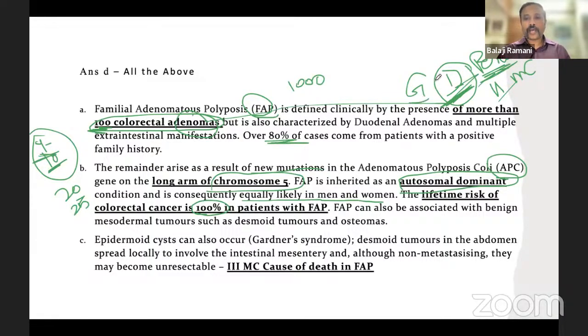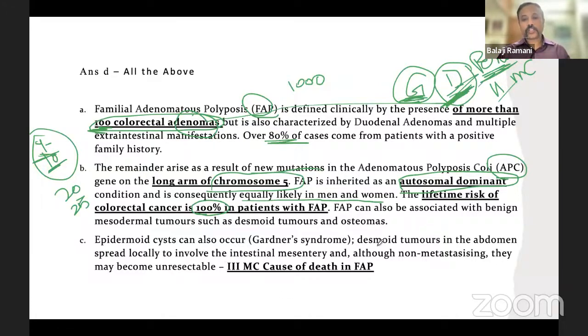Now, in the gastric region, you will have fundic gland polyps, scattered polyps occurring throughout the stomach, but these do not become malignant. The risk of malignancy in the stomach is very, very low as far as FAP is concerned. On the other hand, the duodenum easily turns malignant, and it is considered to be the second most common cause of death in patients with familial adenomatous polyposis. The first most common is colorectal cancer. Second is duodenal adenocarcinoma, especially in the periampullary region.